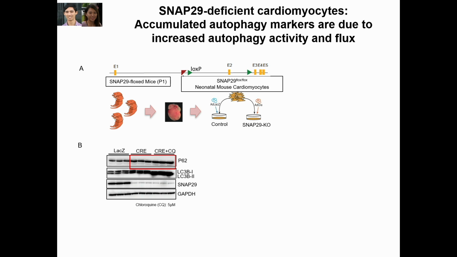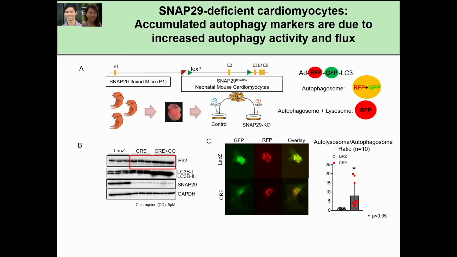And so we took advantage of Jun Sadoshima's reporter, the RFP-GFP-LC3, and we looked in these cells to look at autophagosomes as well as autolysosomes, which will be essentially RFP positive. And this is just a snapshot looking at the ratio of some of these autolysosomes to autophagosomes. And again, you can appreciate that this significantly increases autophagy activity and flux. So we just get so much more red. All of them are getting through to this step.